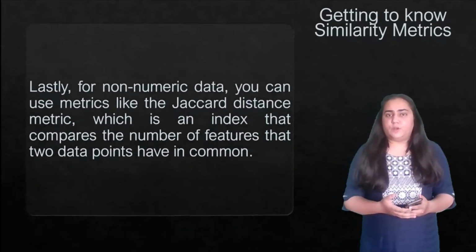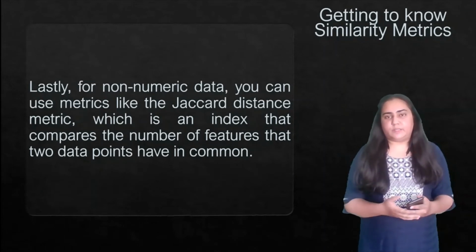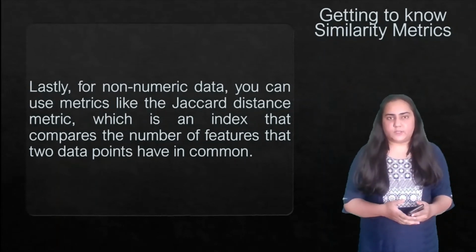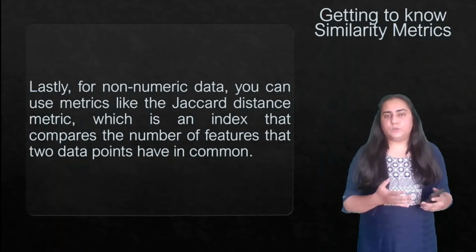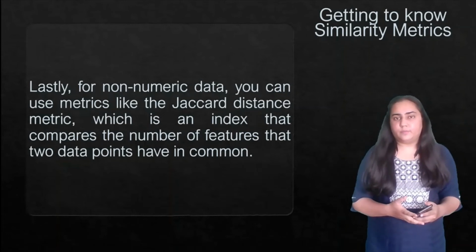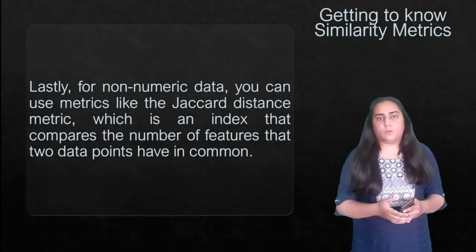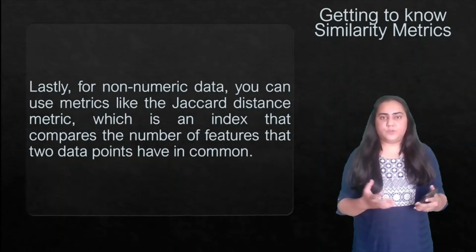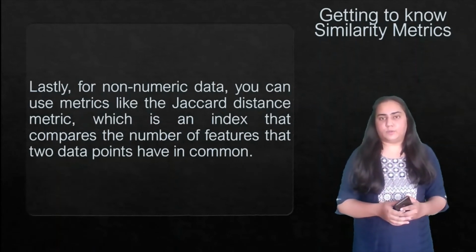Now, lastly, for non-numeric data, that means data that contains alphabets or any other characters, you can use metrics like the Jaccard distance metric, which is an index that compares the number of features that 2 data points have in common. This is a very famous, popular technique, the Jaccard distance metric, which compares 2 data points by finding out the number of features that are common between them.